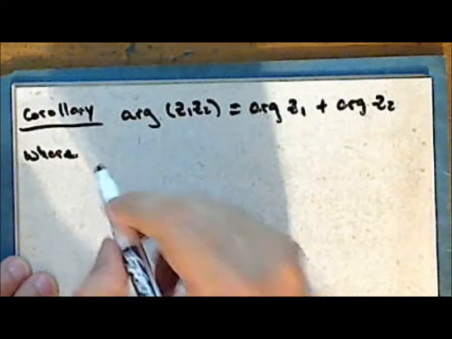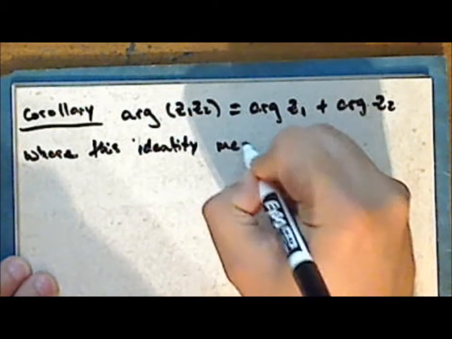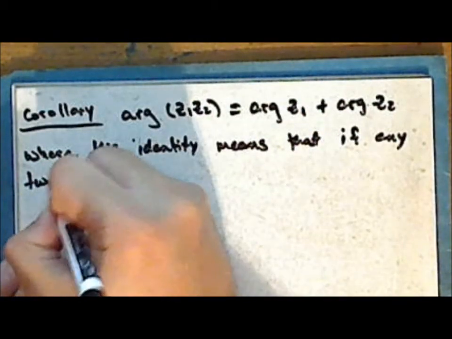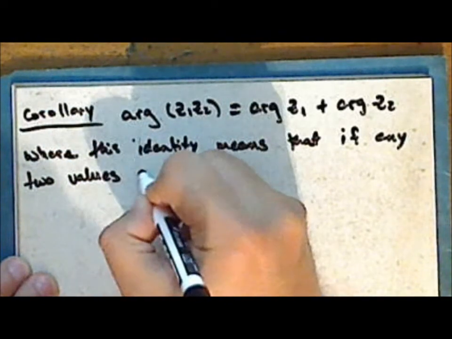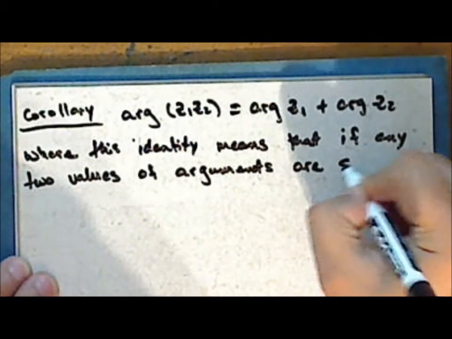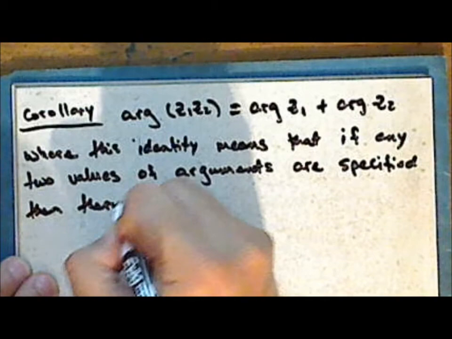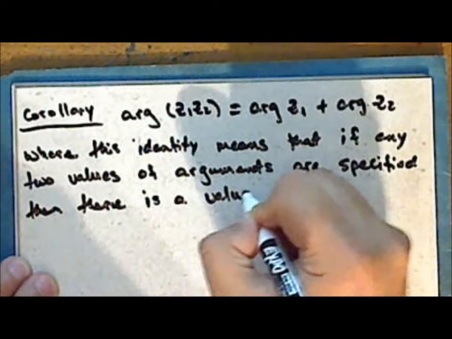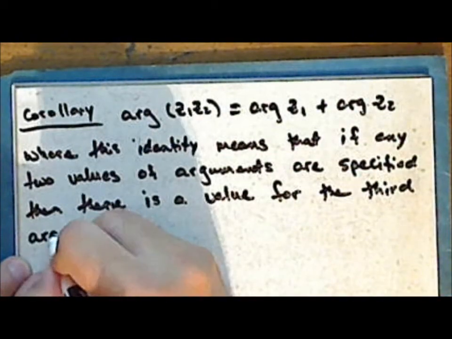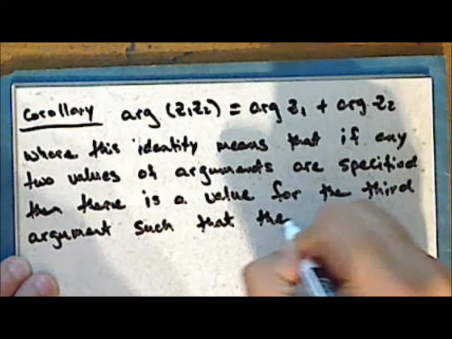So this identity holds, where this identity means that if any two values of arguments are specified, then there is a value for the third argument such that the equation holds.